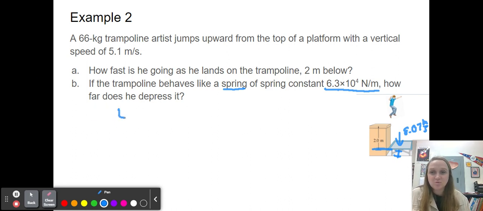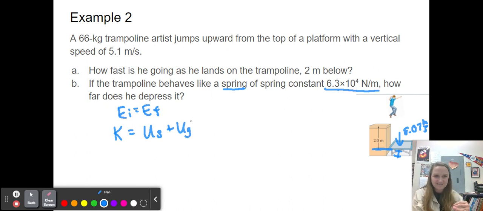So at the initial position, we have all kinetic energy because he's moving. And then at the final position, we've got some spring energy and we have some gravitational energy, because since he's below that 0 point, there's actually negative gravitational energy. This is getting really nitpicky here. So the kinetic energy is going to be 1/2 mv squared.